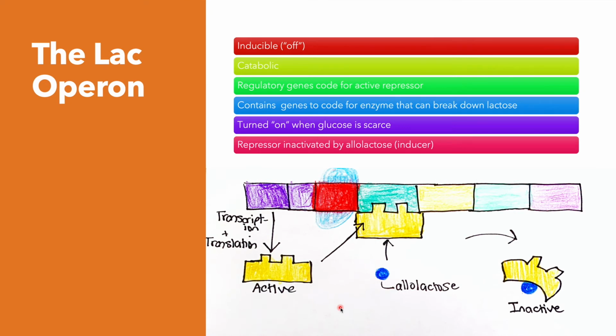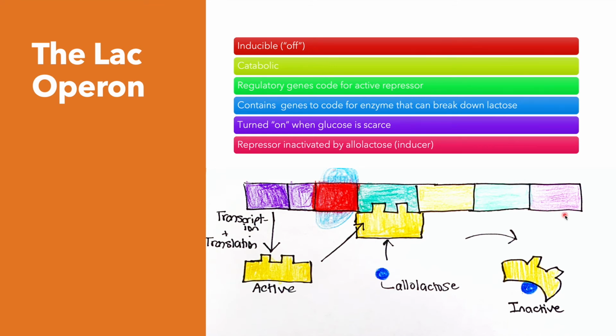The lac operon is a type of inducible operon. Therefore, it is normally off and is catabolic. The regulatory gene codes for an active repressor, which then binds to the operator. The lac operon contains genes to code for enzymes that can break down lactose. When glucose is low, lactose, another sugar, can be used for metabolism. However, when glucose is available, the breakdown of lactose is not necessary, and so the lac operon is usually off.